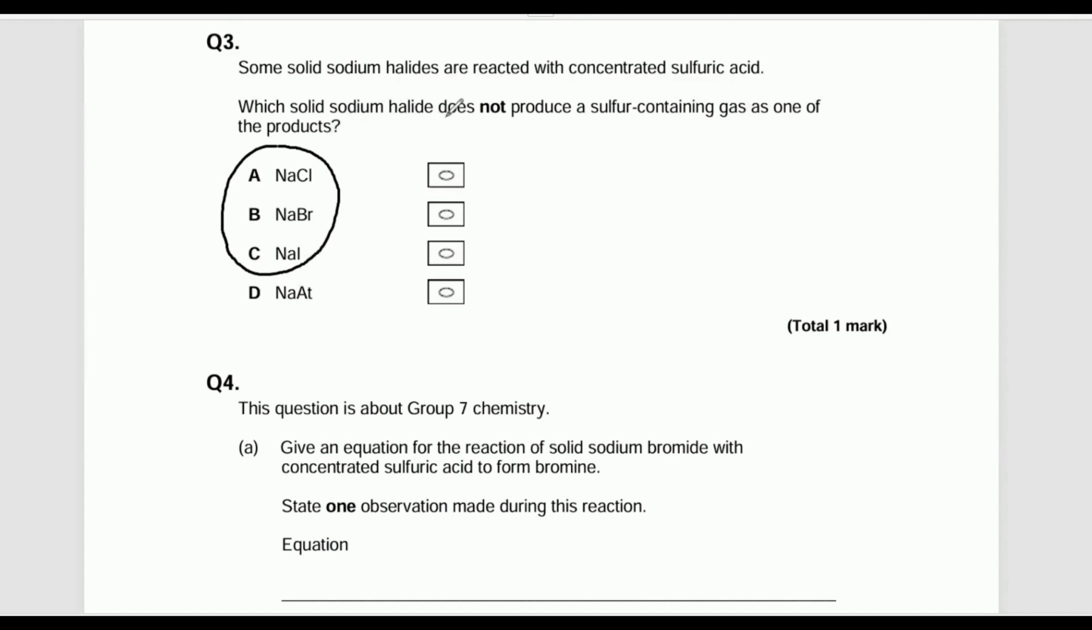So which solid sodium halide does not produce a sulfur containing gas? It's going to be A. And the reason, chloride ions are not as good at reducing as the bromide ions or the iodide ions or this acetate or whatever that is. That would be the most reducing ion there. So yeah, it's the chloride ions.